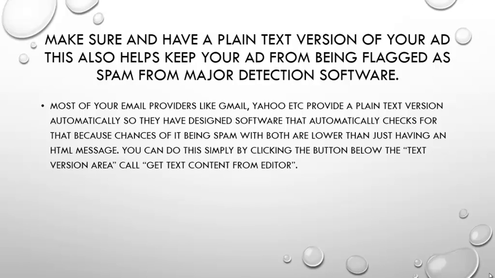So you really have the option to provide both. You can really fine-tune your marketing efforts, and by doing such, obviously your emails will get read more. Your emails get read more, you'll make more sales. You can do this. You can add a plain text version simply by clicking the button below the text version area called Get the Text Content from the Editor.